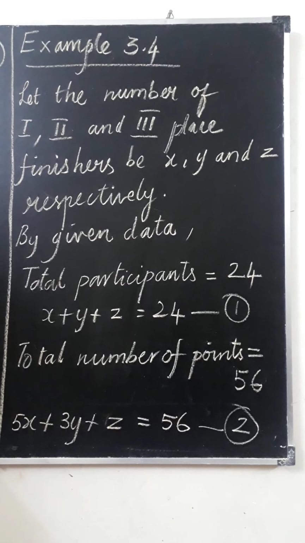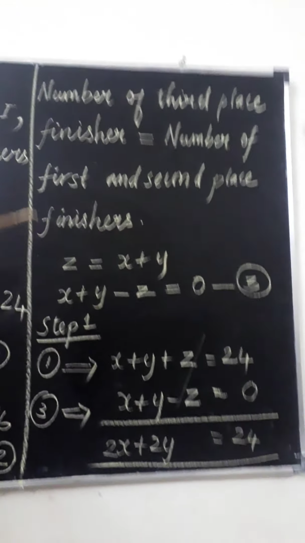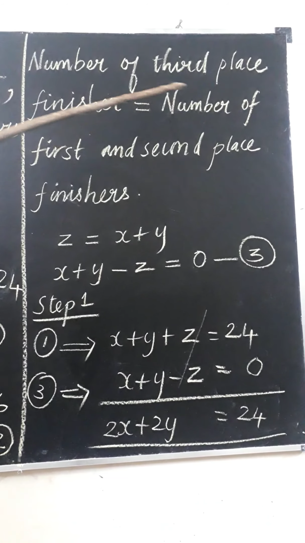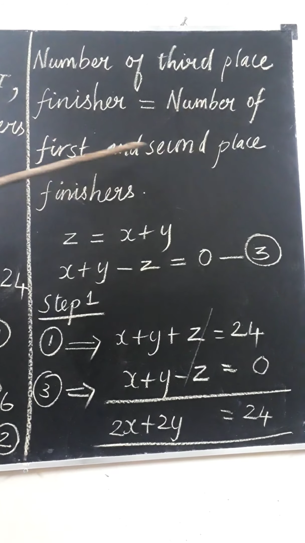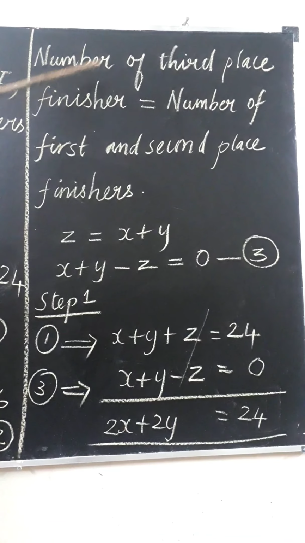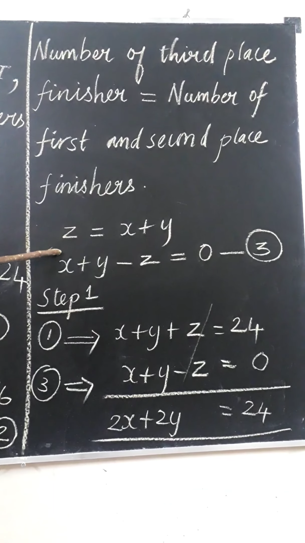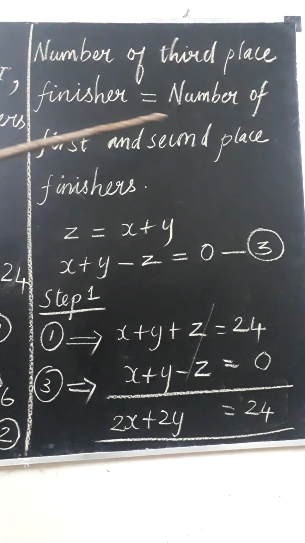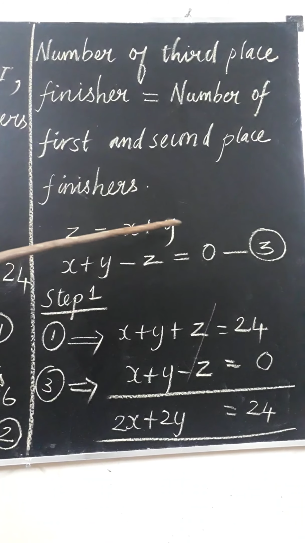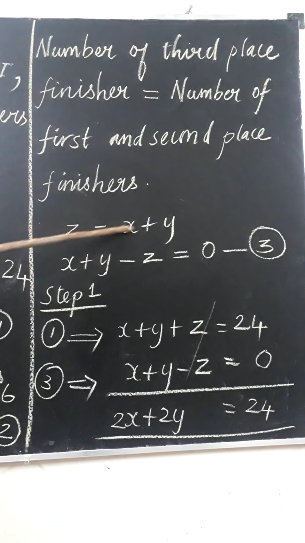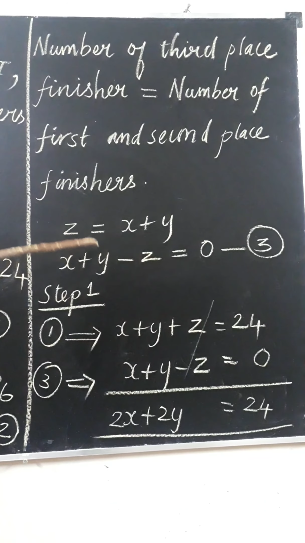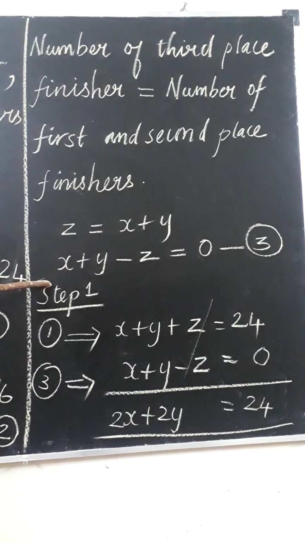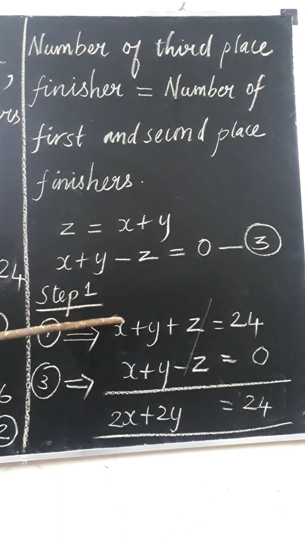Let us go for the third one. Third data given is number of third place finishers is equal to number of first and second place finishers. How many participants are there in third place? z. That is equal to number of participants in first and second place. So x plus y. So z is equal to x plus y. Exchange them, then x plus y minus z is equal to 0. That's the third equation. So we derived 3 equations with the given data.